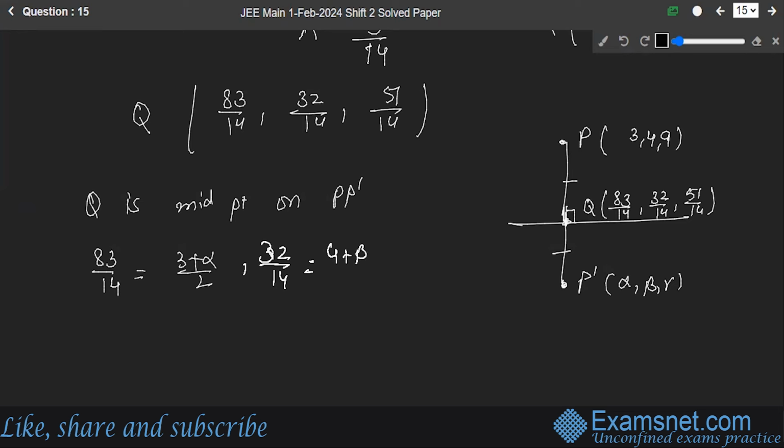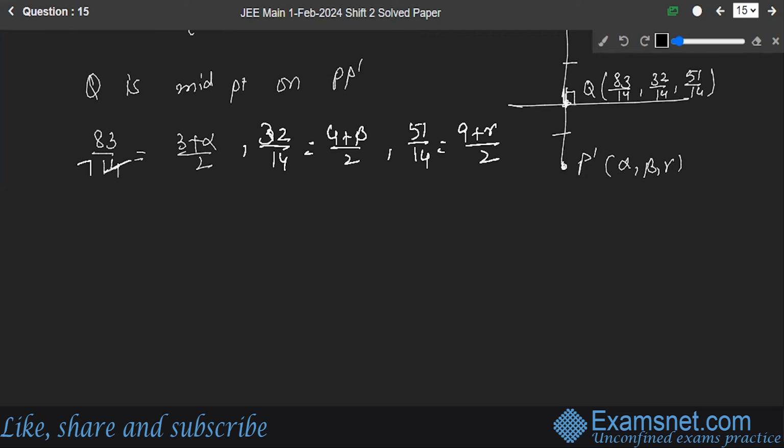32 by 14 is equal to 4 plus beta upon 2. 51 upon 14 is equal to 9 plus gamma upon 2. Correct? Let's solve to get the values of this. It will be 83 by 7 minus 3 is equal to alpha. And you'll get the value of alpha as 83 minus 21, which is 62 upon 7. This is the value for alpha.